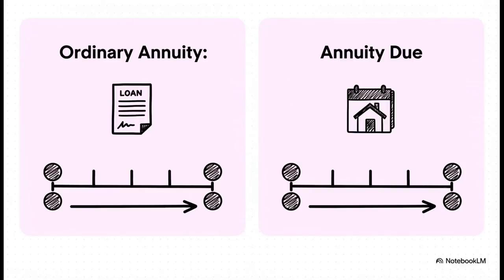Now, there is one super important detail we need to cover. The timing of the payment actually matters a lot. An ordinary annuity is when payments happen at the end of each period, like most loan payments. But an annuity due is when payments happen at the beginning, like paying your rent on the first of the month. That tiny little shift in timing actually changes the math, so it's a really key detail to watch for.